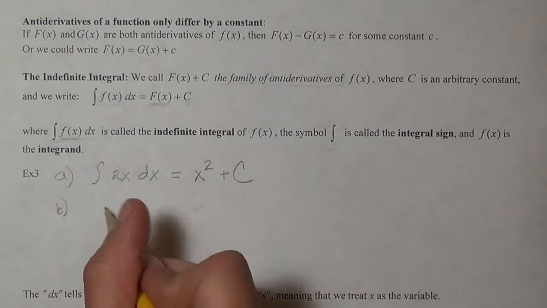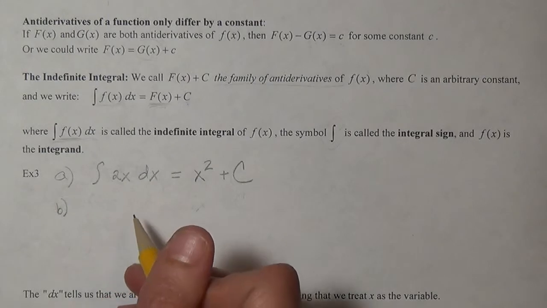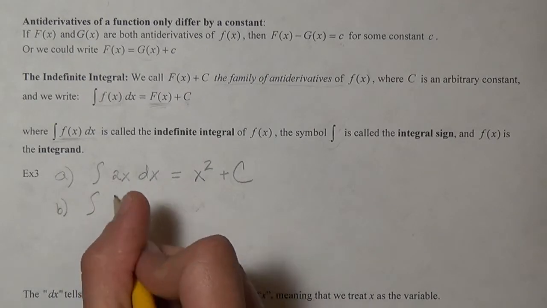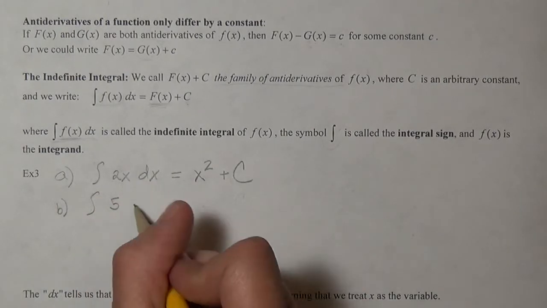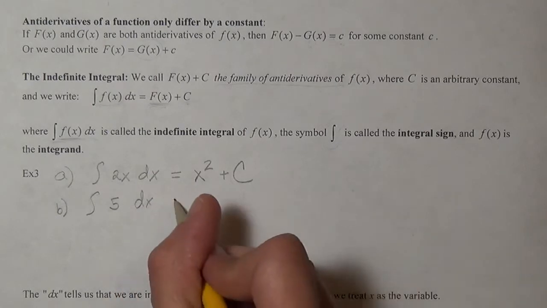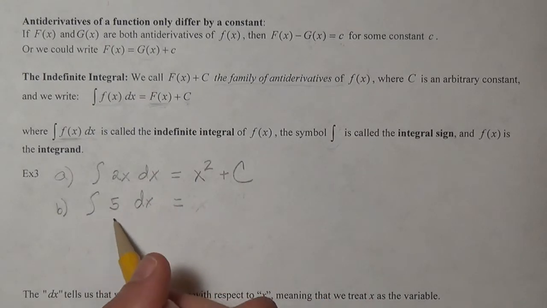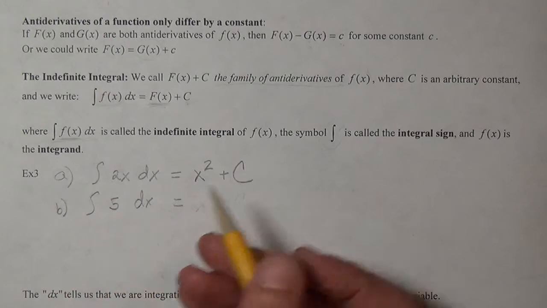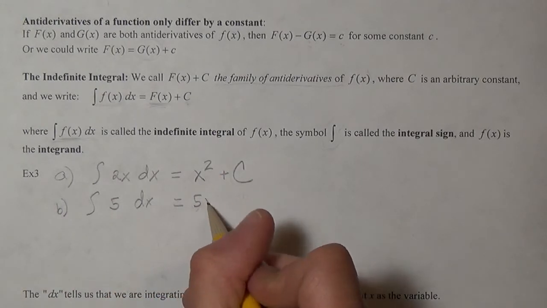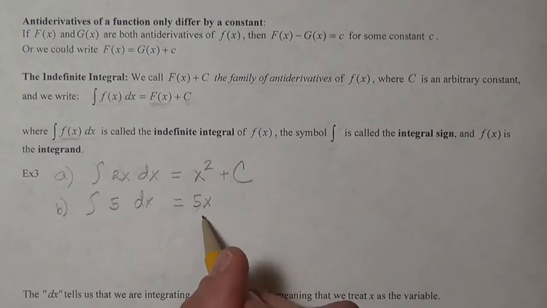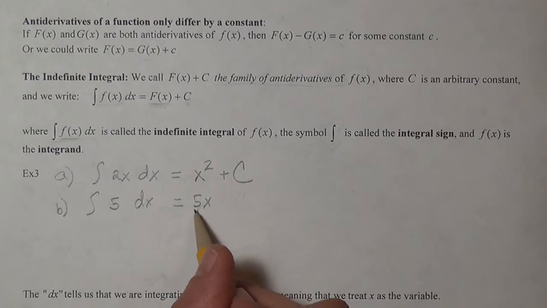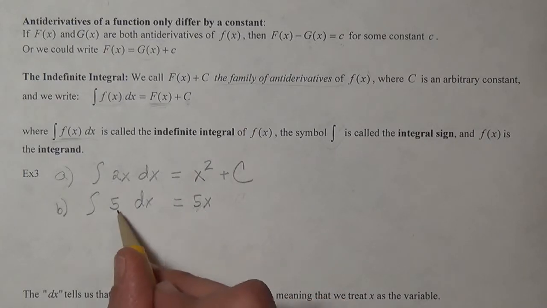Let's do another one, b. Let's say we have the constant function 5, the indefinite integral of the constant function 5 with respect to x. I need one antiderivative of 5. An antiderivative of 5 would be 5x, because if I take the derivative of 5x with respect to x, I just get 5.